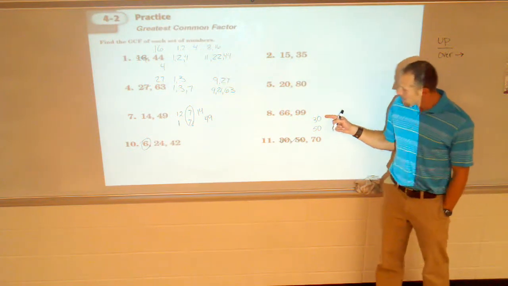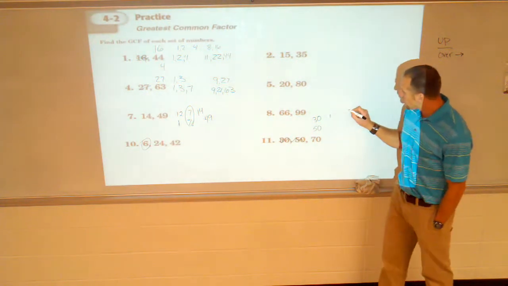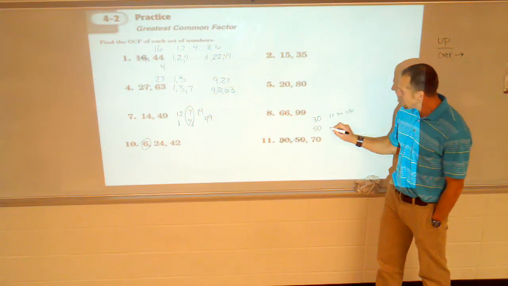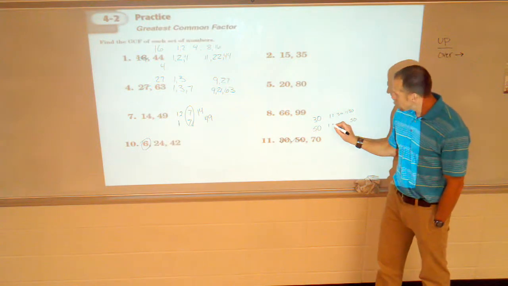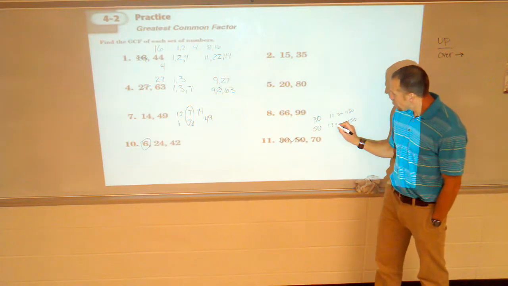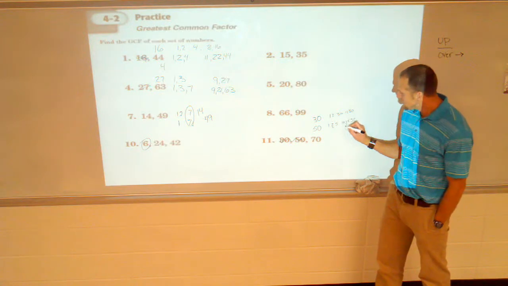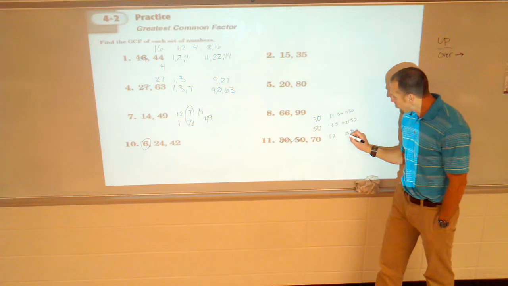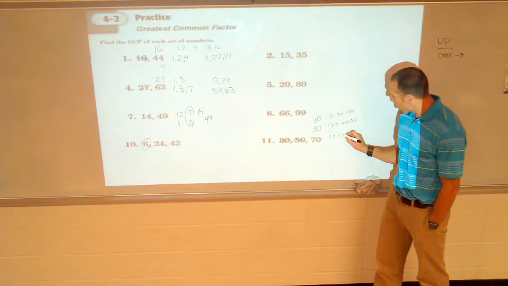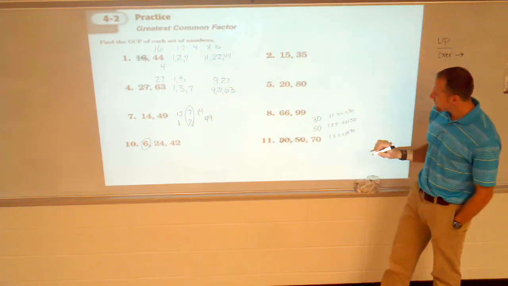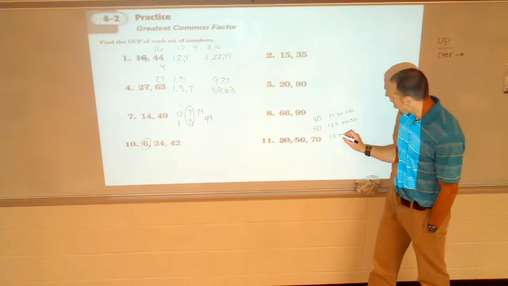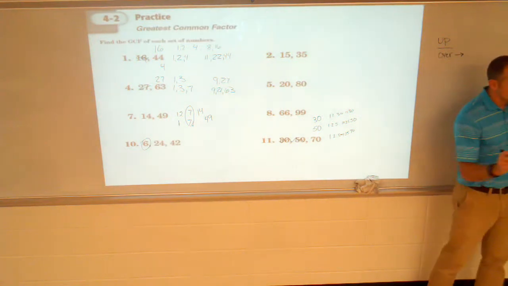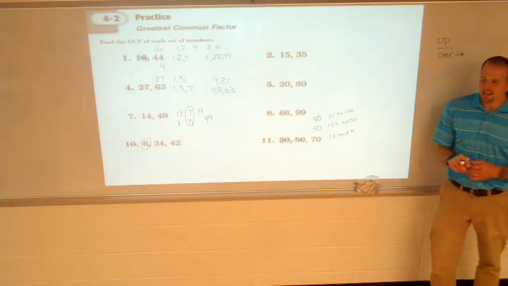All right? So, right here, the factors of 30. 1 and 30, 2 and 15, 3 and 10, 5 and 6. 50: 1 and 50, 2 and 25, and 5 and 10. 70: 1 and 70, 2 and 35, and 5 and 14, and 7 and 10. Thank you. 7 and 10. Our greatest common factor is what? Greatest common factor is 10.